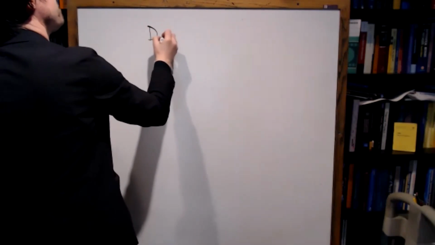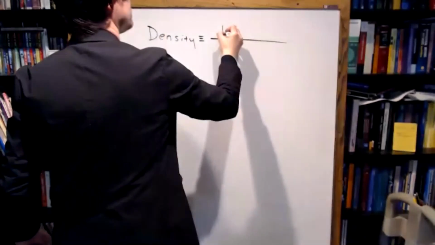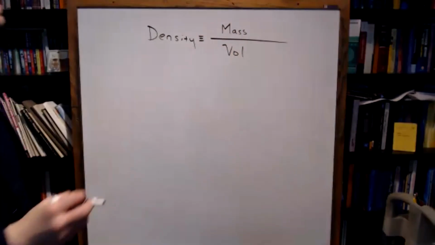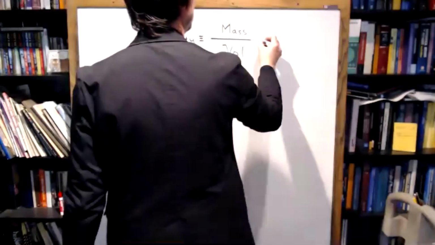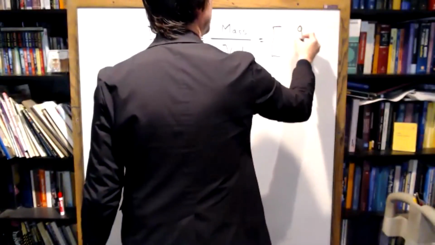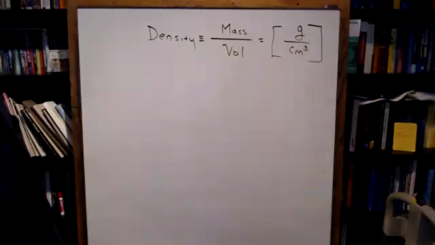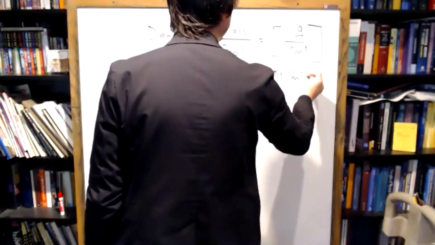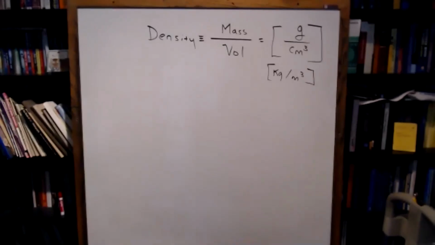So density is defined as mass per unit volume. And the typical units that we use traditionally are grams per cubic centimeter, because that's how they tend to be measured inside of a laboratory. You could also use kilograms per cubic meter or whatever, but these are less common. Sometimes planetary scientists will measure things in kilograms per cubic meter.